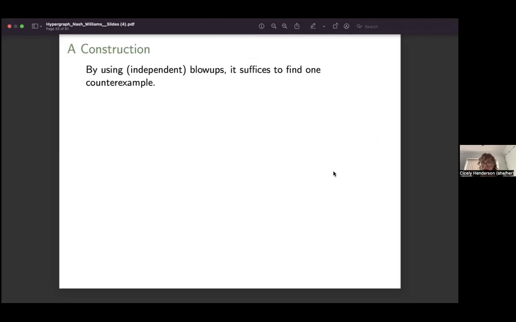Now, I'll talk briefly about the construction for a counterexample that we found. And using independent blowups, it suffices to find one counterexample. It turns out if you can find one counterexample for each Q, then there's an easy process to blow up that counterexample and get infinitely many in terms of the number of vertices, therefore disproving the conjecture.